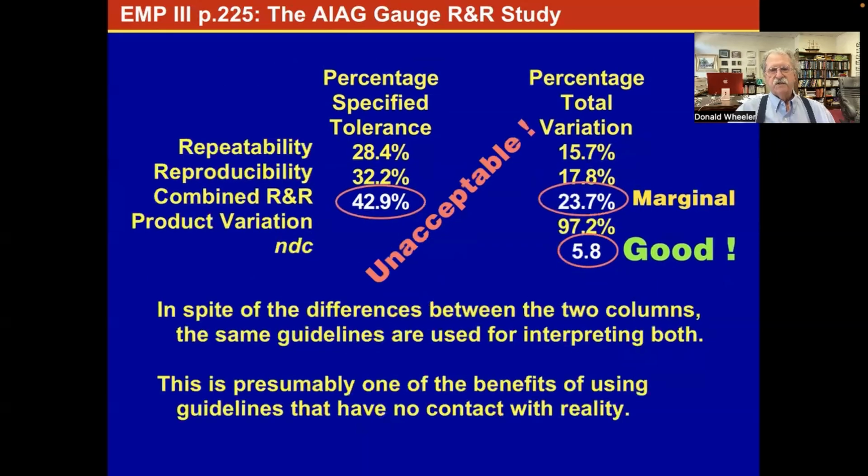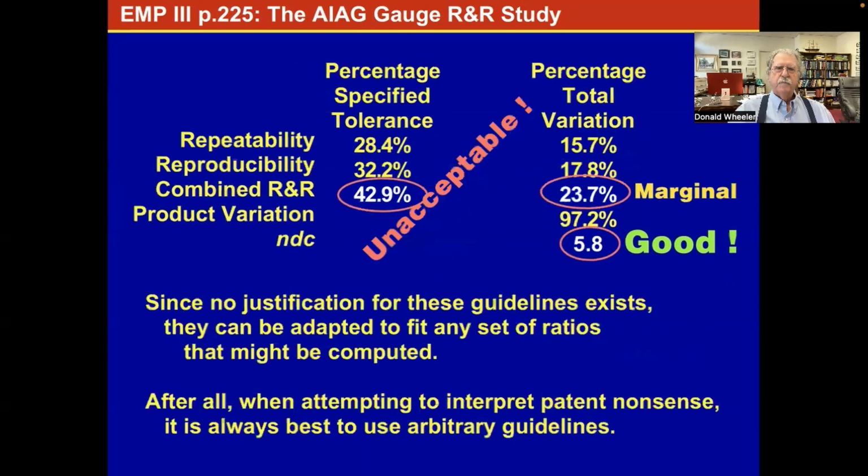In spite of the differences between the two columns, the same guidelines are used for interpreting both. This is presumably one of the benefits of using guidelines that have no contact with reality. Since no justifications for these guidelines exist, they can be adapted to fit any set of ratios that might be computed. After all, when attempting to interpret patent nonsense, it's always best to use arbitrary guidelines.